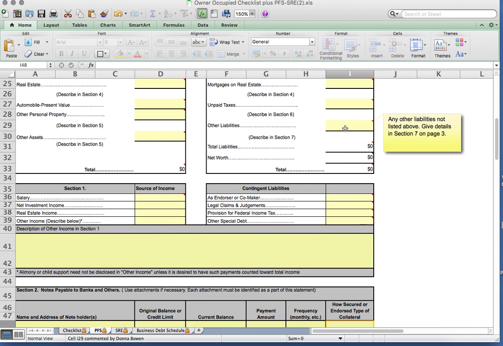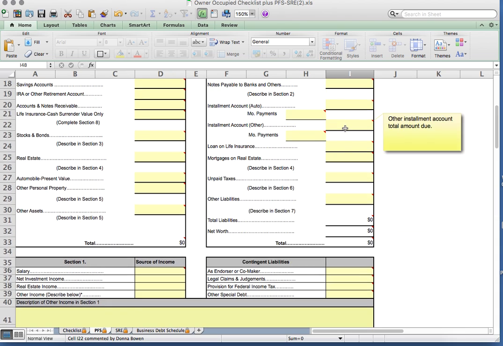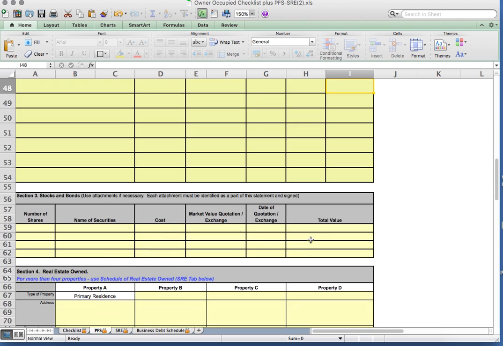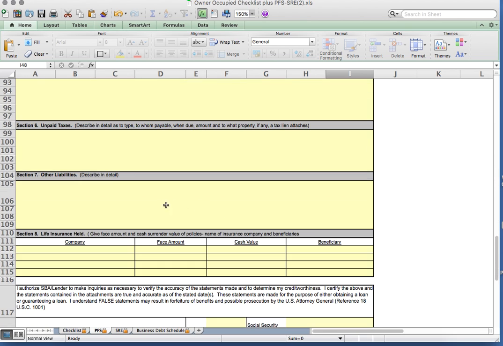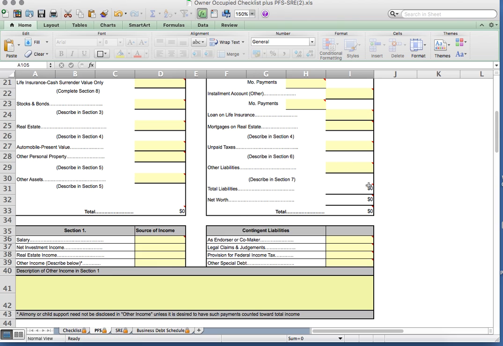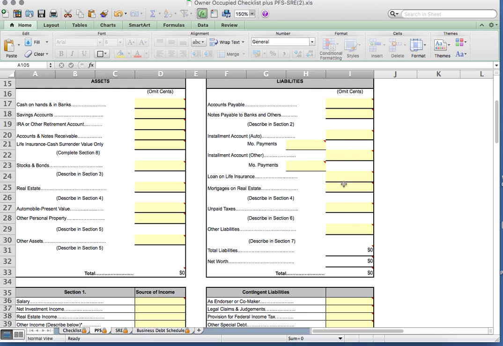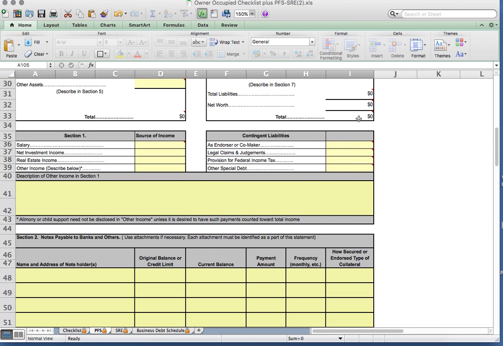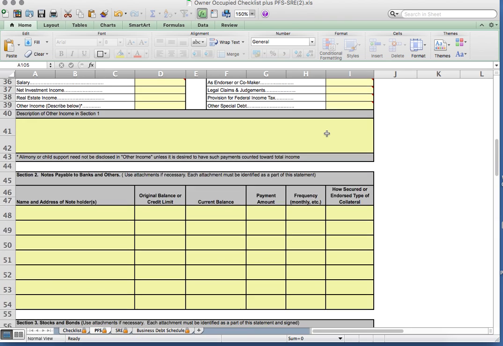Other liabilities. Are there other things that do not fall into any of these classifications that one would need to know about? And then you will discuss that and describe it in the section 7 of this form. And finally, it will automatically calculate all of the numbers here of a total amount, and then it'll calculate the net worth, which again is the assets minus the liabilities. It'll total that number up as well.